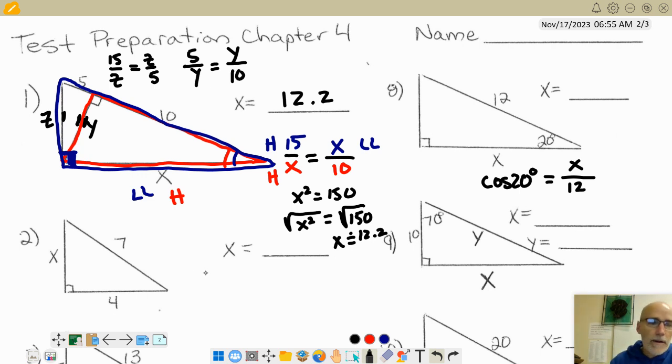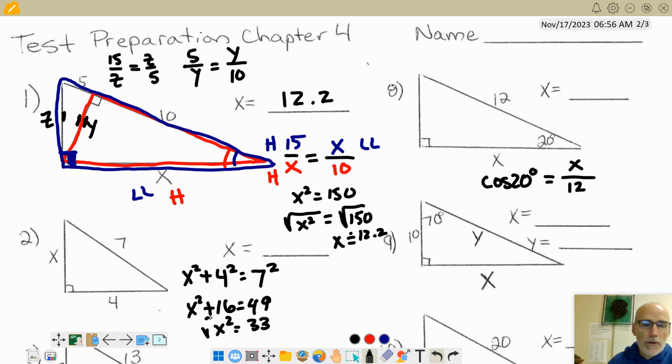All right, number 2 might be the most important problem of them all. The Pythagorean theorem can be used anytime you have a right triangle and you've got two sides, like we got the leg and the hypotenuse. So a lot of things are based on the Pythagorean theorem. And this is how it sets up. A squared plus B squared equals C squared, right? Leg squared plus leg squared equals hypotenuse squared. And you end up with x squared plus 16 equals 49. You subtract 16 from both sides and you get 33. And then you take the square root of both sides. Okay, here we go again with that square root business.